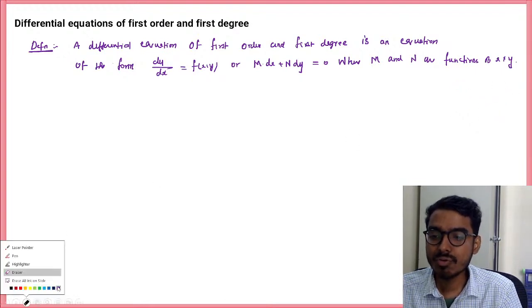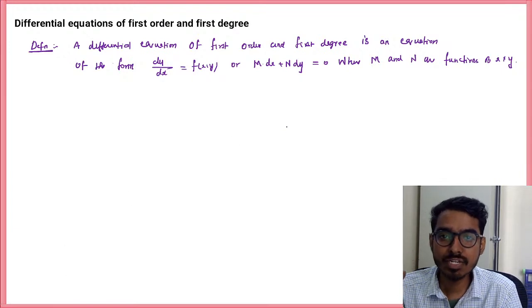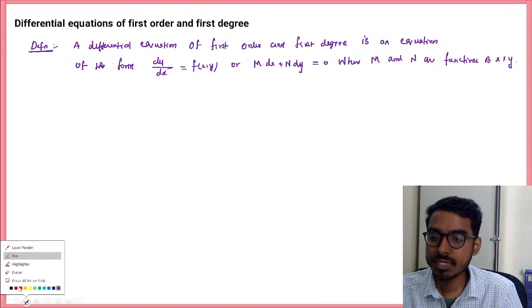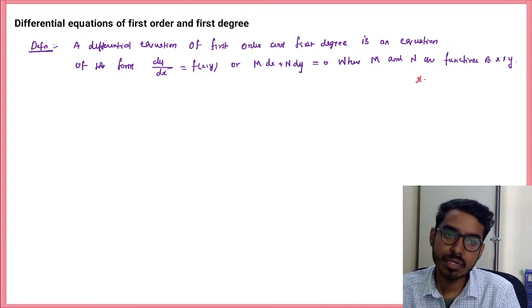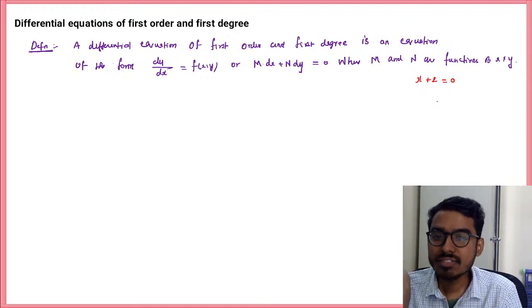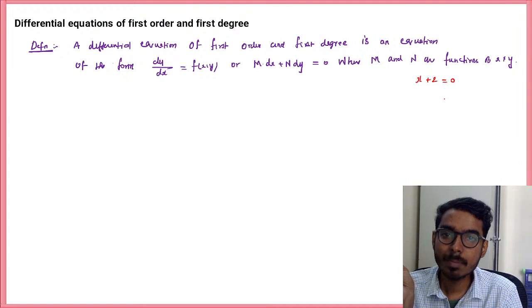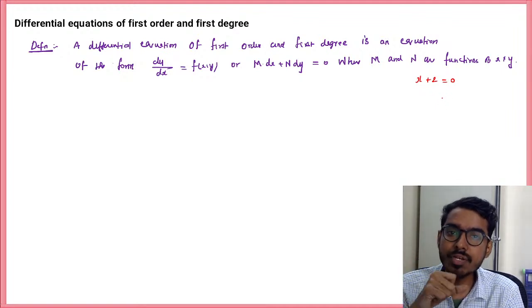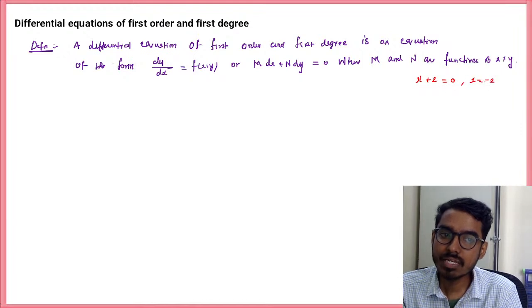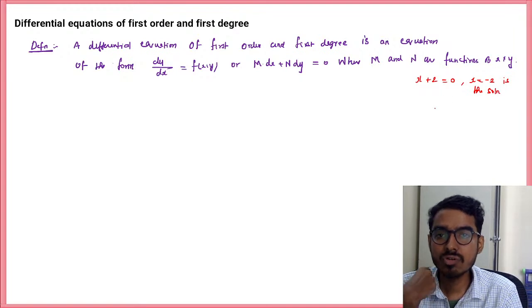What we are trying to do is find the solution of differential equations. Let us take an algebraic equation: x plus 2 is equal to 0. What is the solution for this equation? Minus 2 is the solution. Solution means we need to put an x such that the equation is satisfied. So x is equal to minus 2 is the solution.